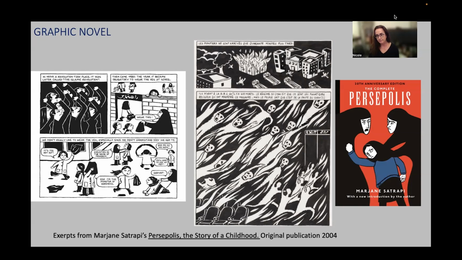Marjane Satrapi is an Iranian-born French contemporary graphic novelist, illustrator, animation film director, and children's book author. Persepolis is her best-selling, internationally acclaimed memoir in comic strips. Persepolis tells the story of a young, precocious, outspoken girl who grows up in Iran during the 1979 revolution and its tumultuous aftermath, which included the Iran-Iraq War.